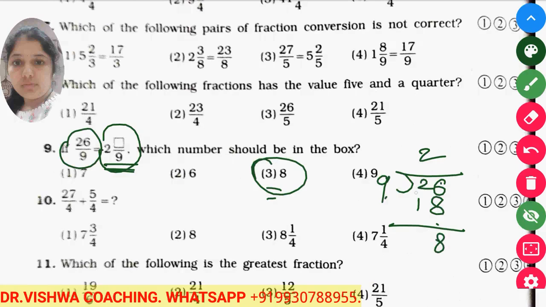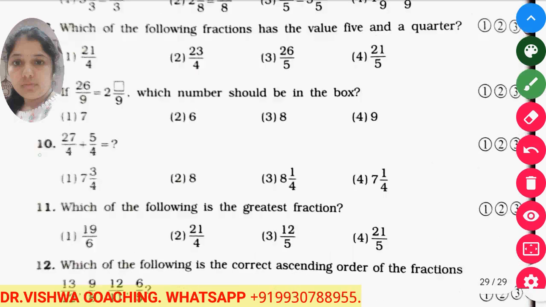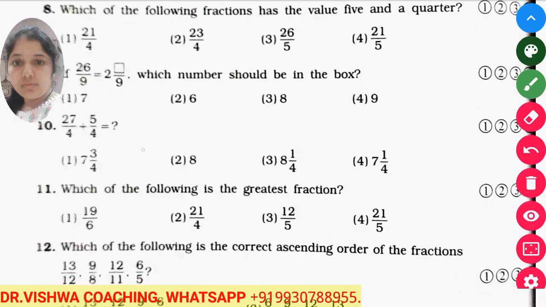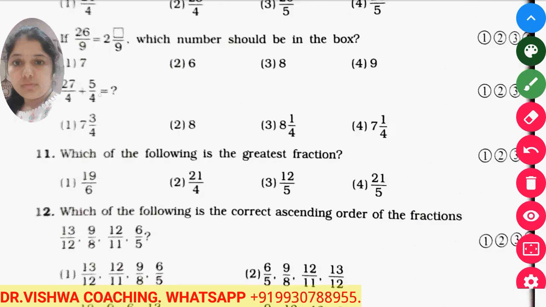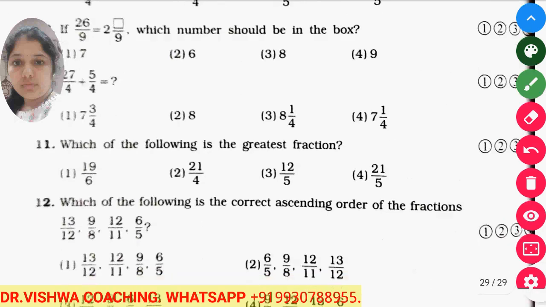16 minus 8 is 8, 1 borrowed, that's why 1 minus 1 is 0. Now this is the remainder, this is the quotient, and this is the divisor. Divisor at the denominator place, quotient as the integral part, remainder as the numerator. Now you can add, and you can convert it into a mixed fraction by dividing whatever addition you got with the 4.